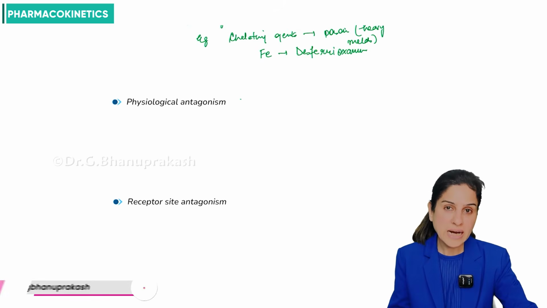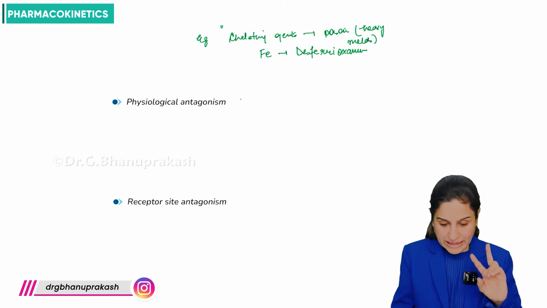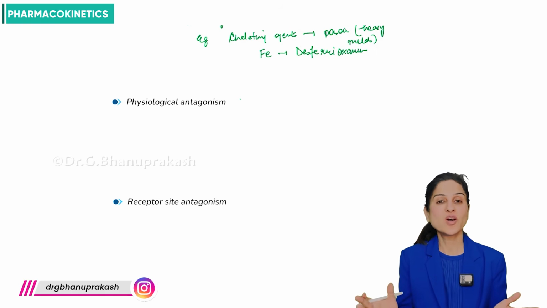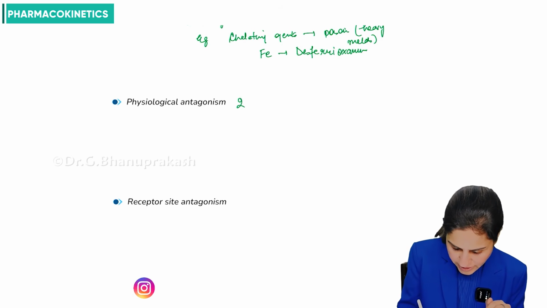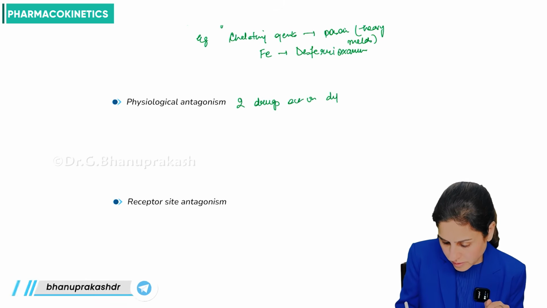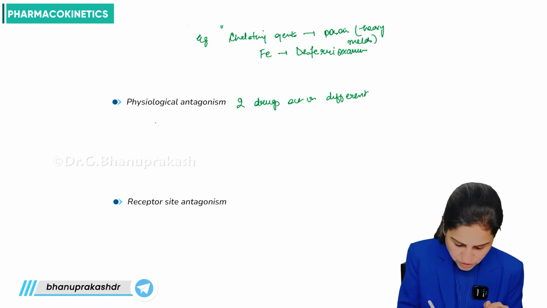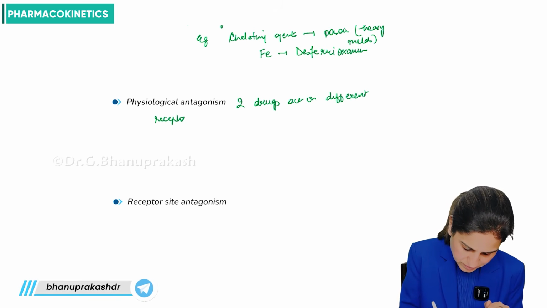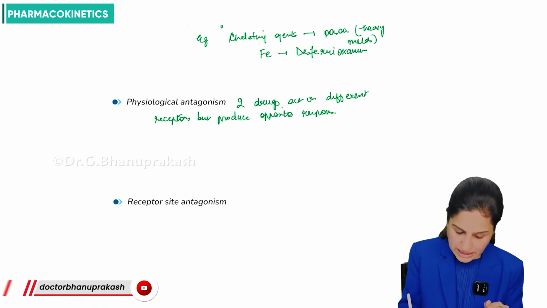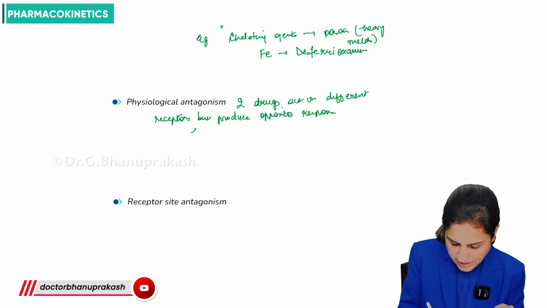Then physiological antagonism. It's a very interesting antagonism that the two drugs act on different receptors, but they produce a response in the opposite direction, right? So two drugs act on different receptors, but they produce opposite response. This is a very commonly asked antagonism, and a classic example here is adrenaline.